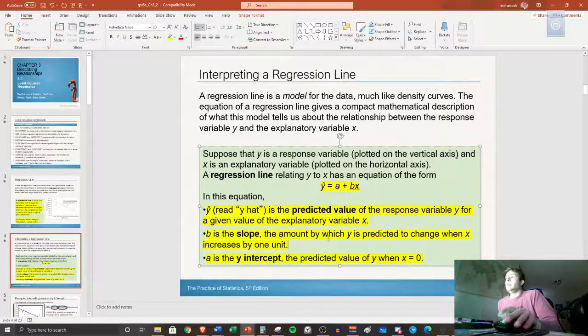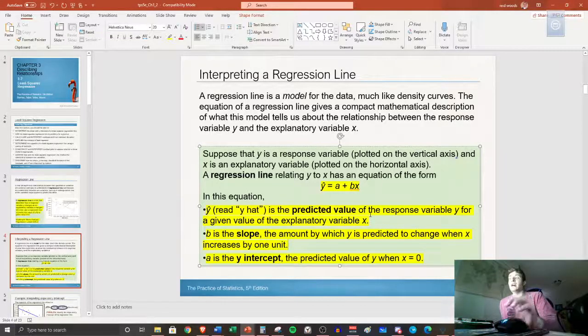So you read that as y hat, right? We're familiar with p hat, right? It's the predicted value of the response variable y for a given value of x. So just like you learned back in middle school, the coefficient to that x is your slope, okay?